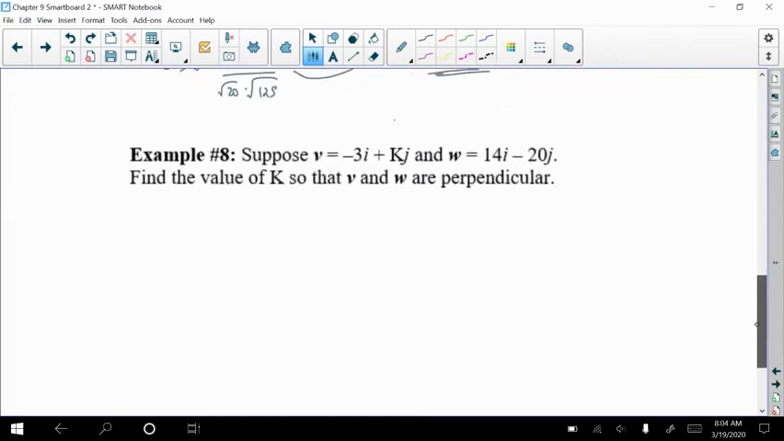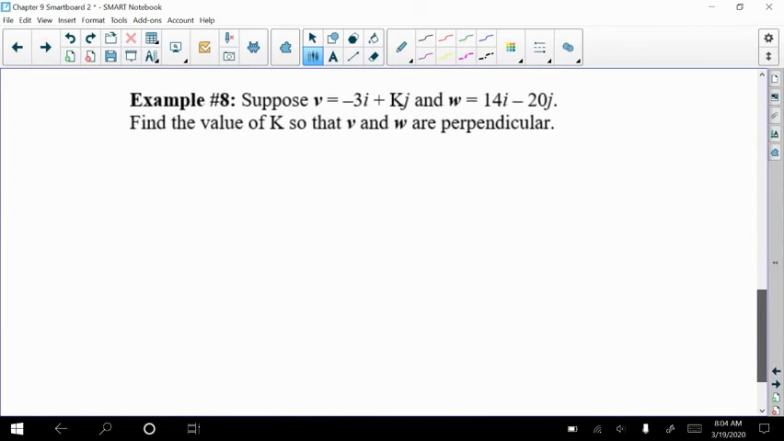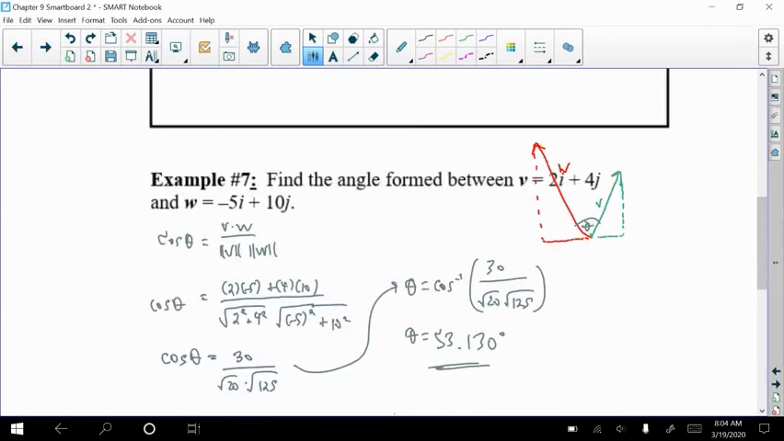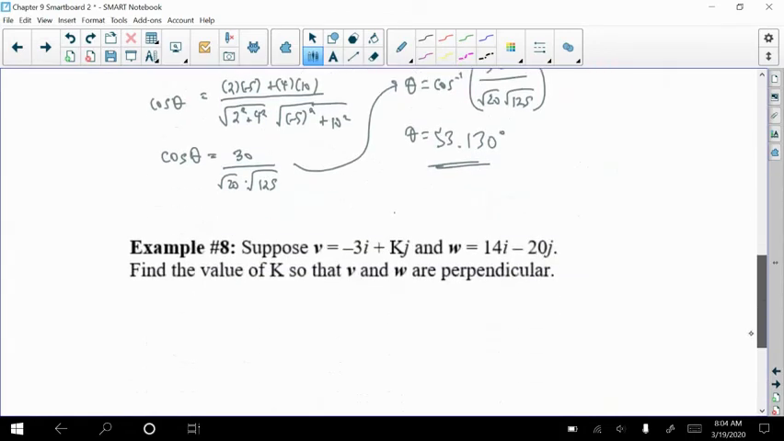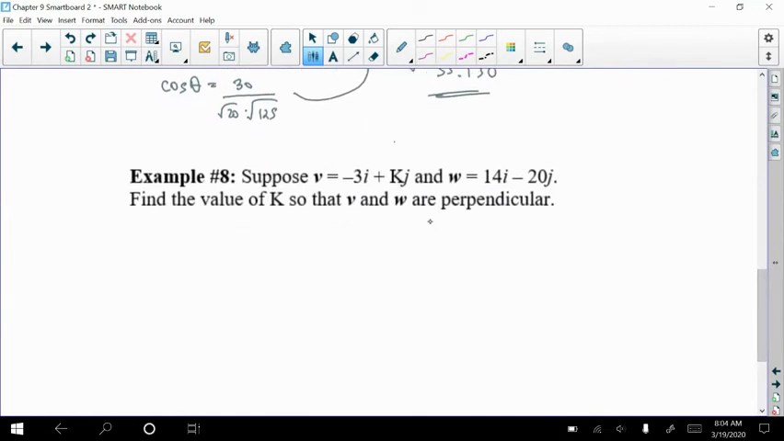Okay, one more example. It says, now suppose you don't know all the components. Oops. There's a K here, but we want them to be perpendicular. Well, perpendicular means that the two angles are going to form 90 degrees. So, again, I can still think about drawing these, and maybe I'll draw W first. So over 14 down 20.